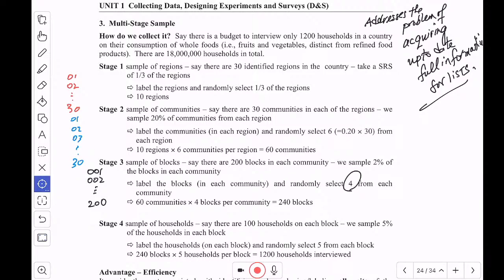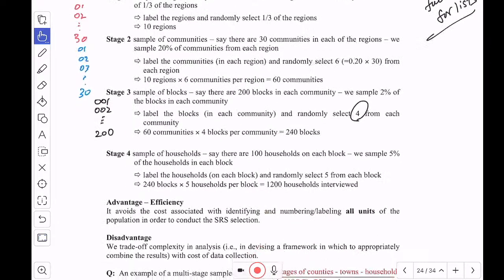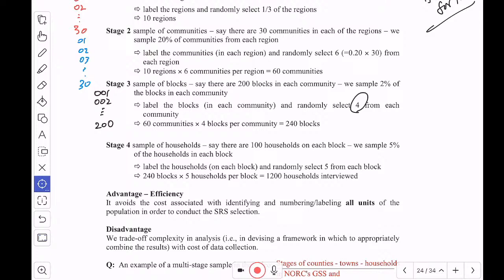Finally, we arrive at the households. The household level, now in the blocks, there are about 100 households on each block, so I will label them 001, 002, all the way to 100, and select from here for each of the blocks, 240 blocks, I'm going to pick 5%. So it's going to be 5 total from each times 240, which is 1,200.